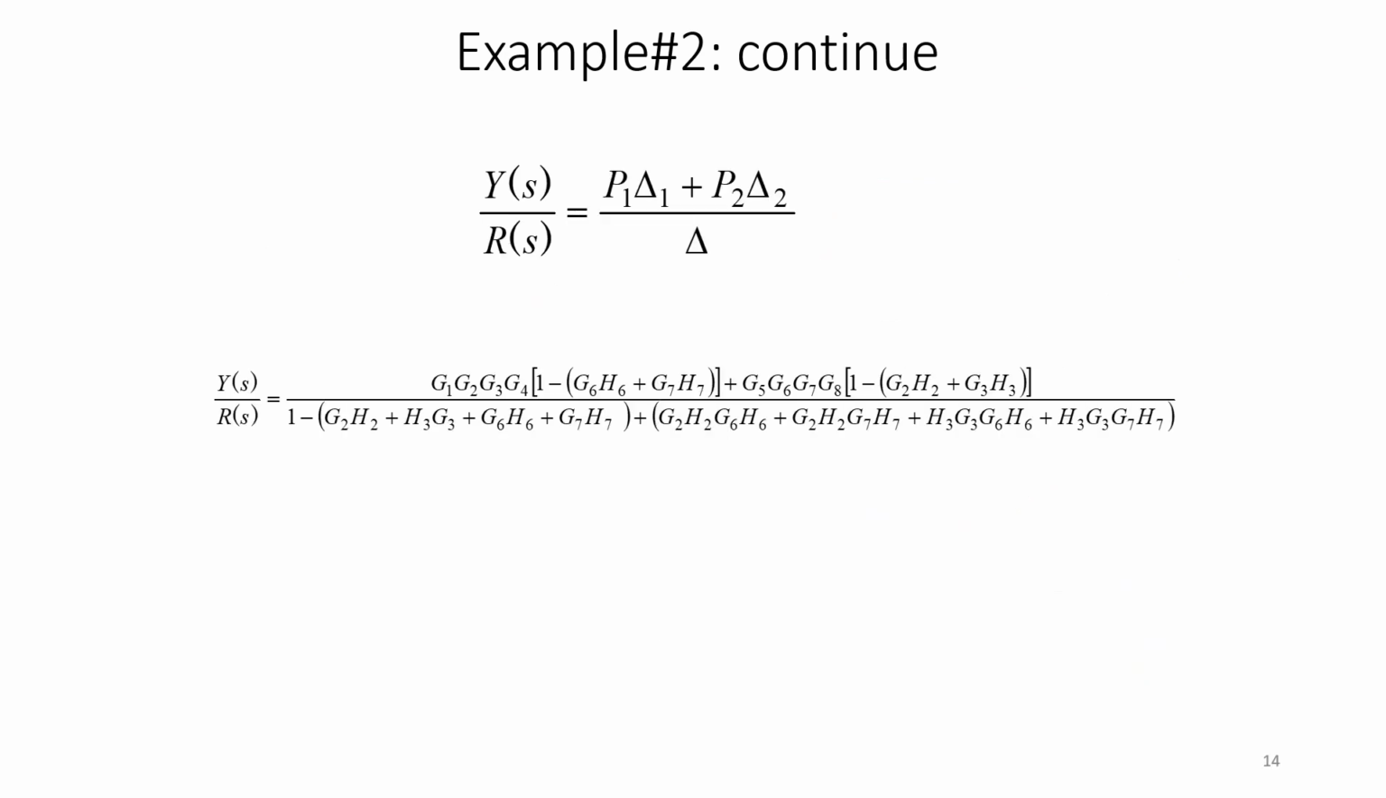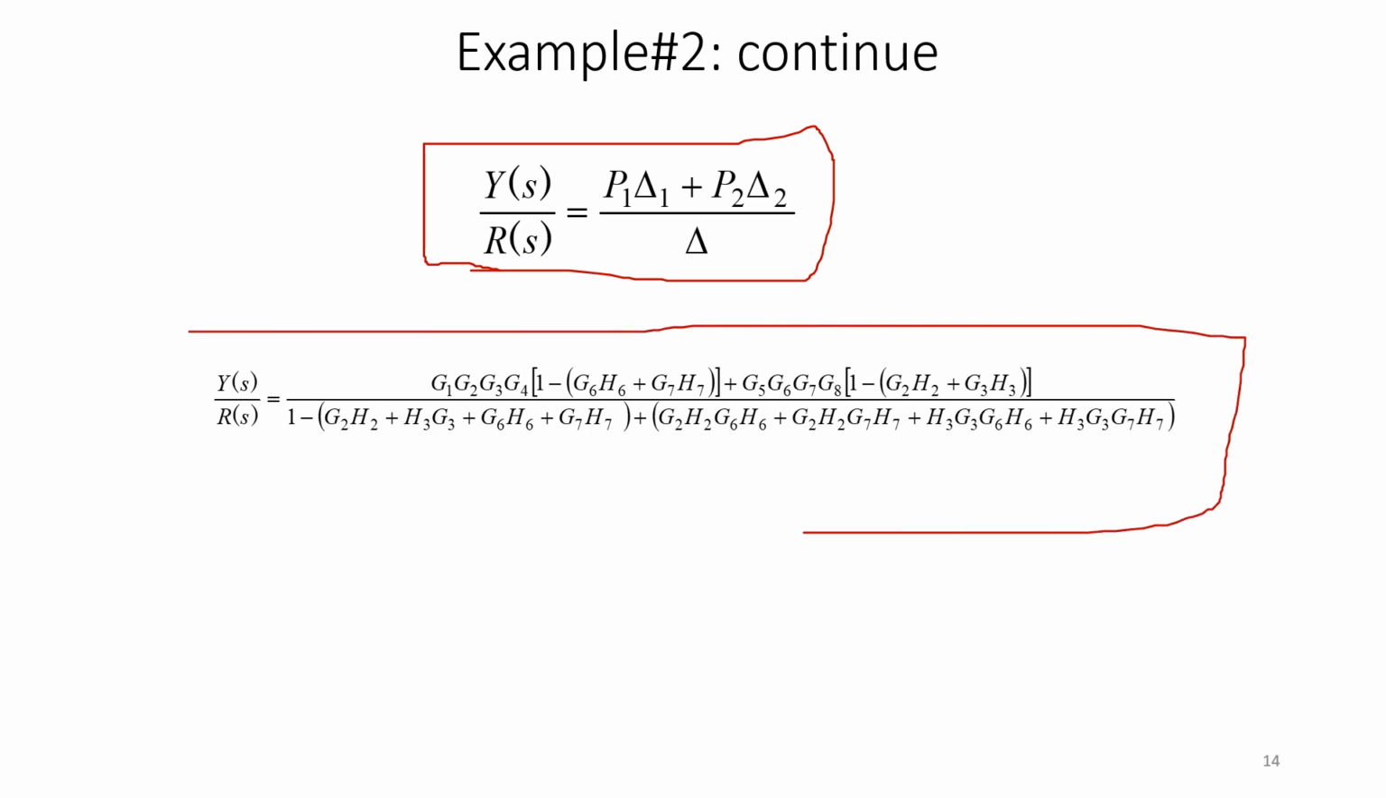Now the last step is you have to replace all the values to determine your transfer function. So y was my output and r of s is my input. So your formula is P1 delta 1 plus P2 delta 2 divided by delta. So P1 is G1, G2, G3, G4 into 1 minus G6H6 plus G7H7, plus G2, G6, G7, G8 into 1 minus G2H2 plus G3H3, divided by the delta value. So this is the final transfer function that I am going to get for the signal flow graph.